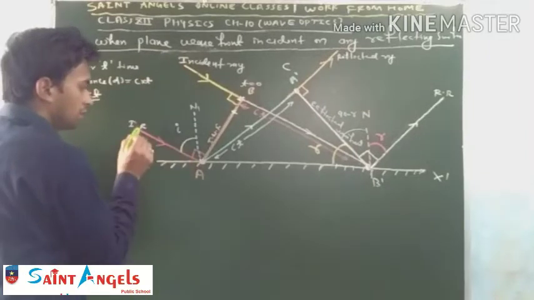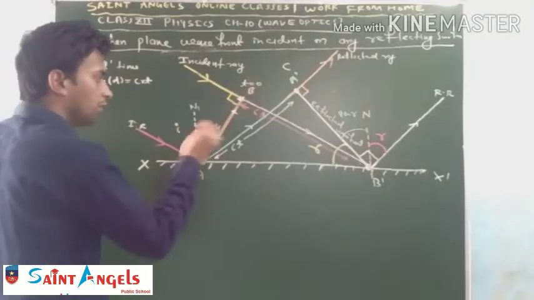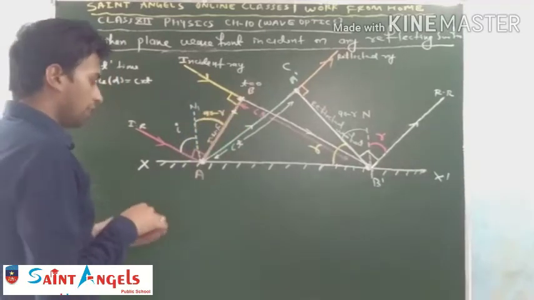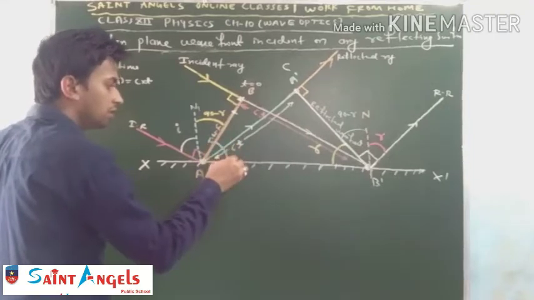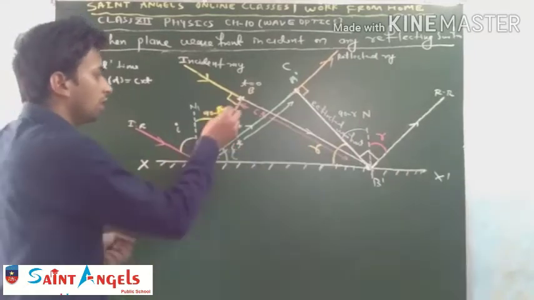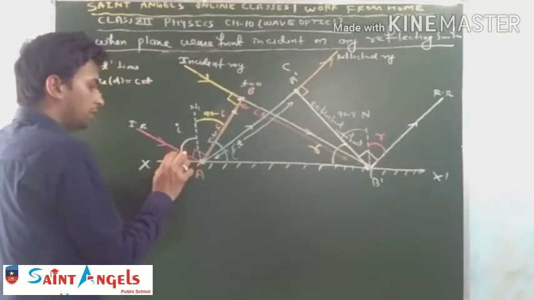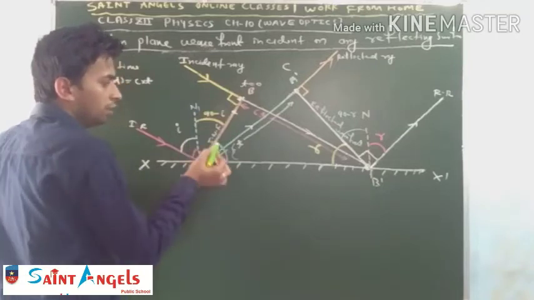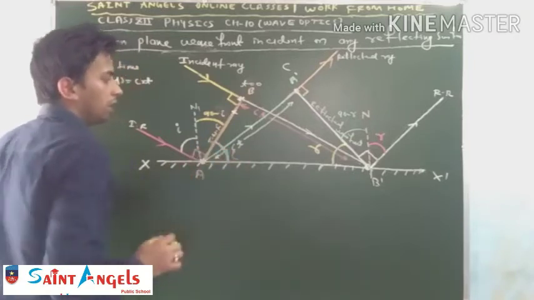Similarly here, the incident angle between the incident ray and the normal is I, so the angle between the normal and the incident wavefront is 90 minus I. Finally, the angle between the incident wavefront and the surface is... sorry, here it is 90 minus I, because the angle between the incident ray and the normal is I. That's why the angle between the normal and the incident wavefront is 90 minus I. So the angle between the normal and the surface is 90, that's why this angle is equal to I.